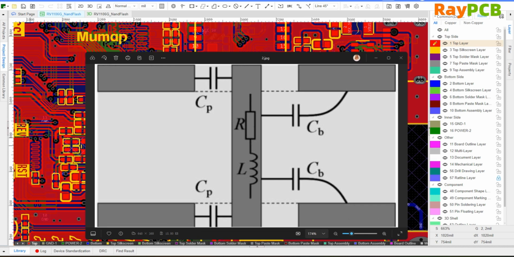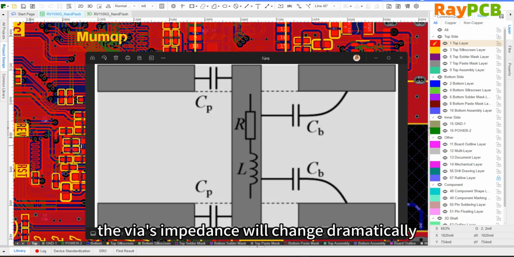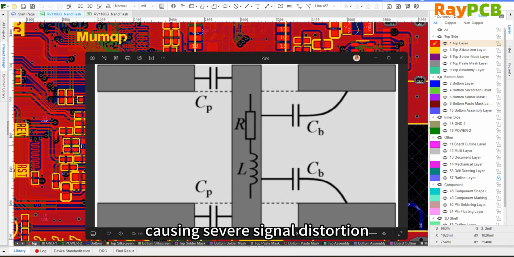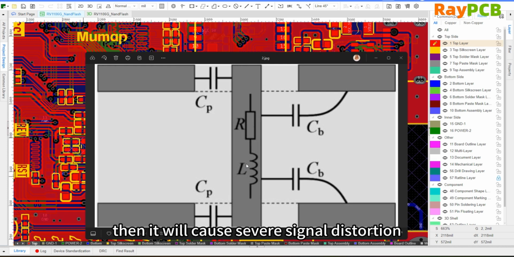Additionally, there is a resonance effect. The parasitic capacitance and parasitic inductance together form an LC resonant circuit. When the signal frequency approaches this resonant frequency, the impedance changes dramatically, causing severe signal distortion. As shown in this diagram, it forms an RC equivalent circuit. If the transmitted signal happens to fall within this frequency range, it will be significantly affected, resulting in severe signal distortion.